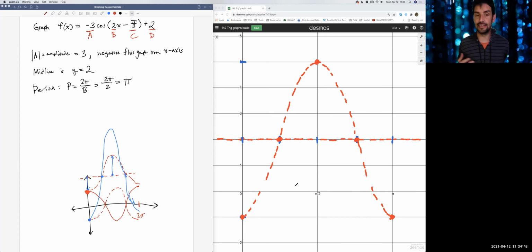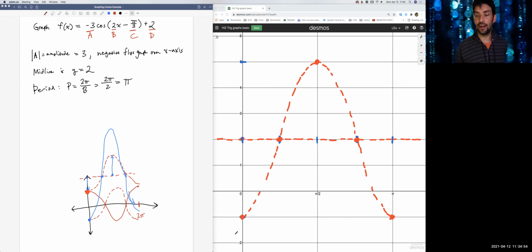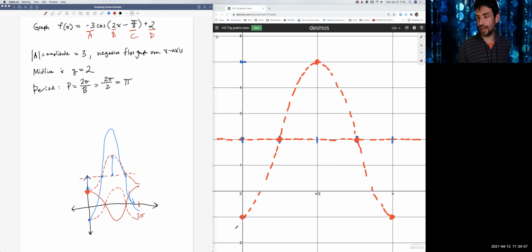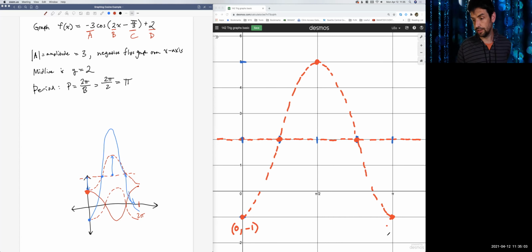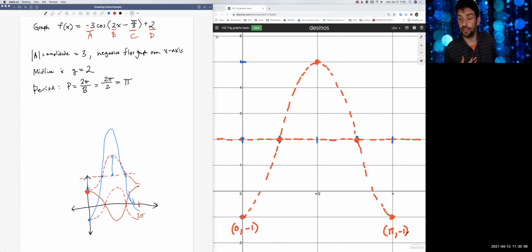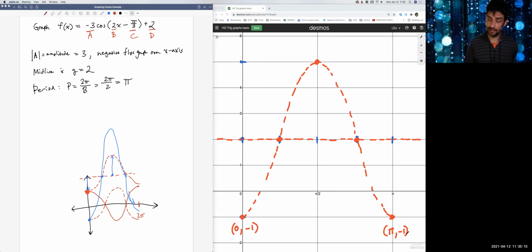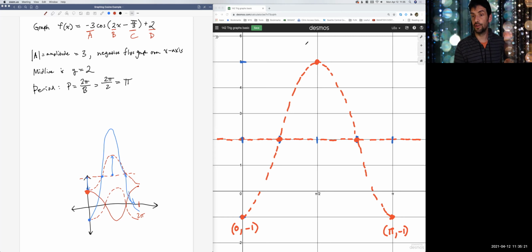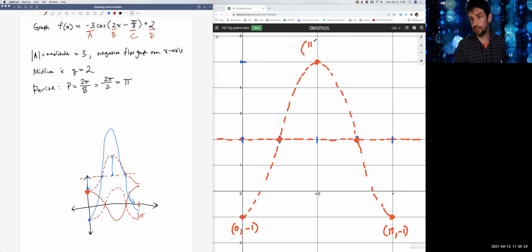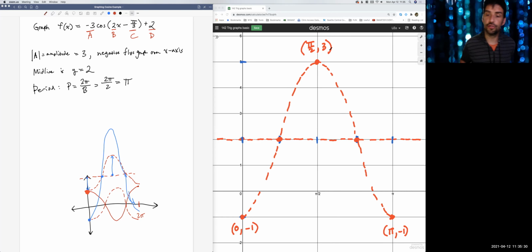And so if I was presenting this to somebody else, one thing I might do is label a couple of points so it's clear what I'm trying to do, right? So for instance, I might label this point as (0, -1), this point as (pi, -1). So no matter how bad my picture is, anybody looking at this knows now that a period is pi, because they can see that I'm going through the whole cycle here. And then I would also put in this maximum point. So this one is at pi over 2, and we're up to a value of 3. Okay, so this is some reasonable information to give a person.